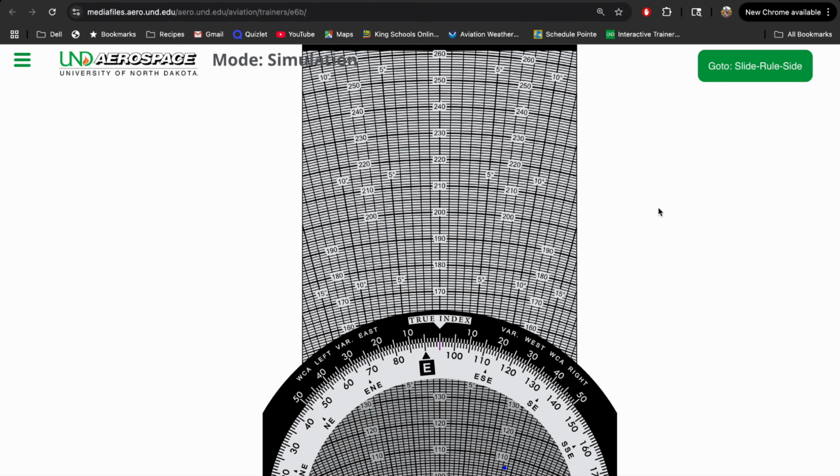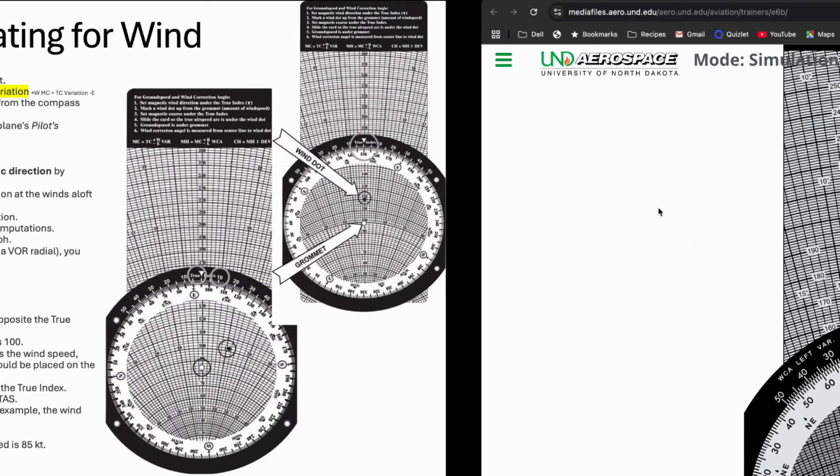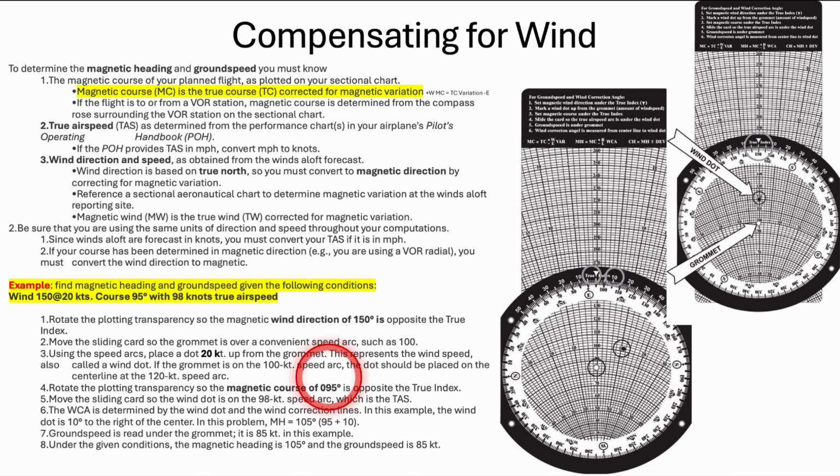And we ended up with 85 for our ground speed. So here's the answer right here, magnetic course, 95, right here. 85 knots for ground speed, and magnetic heading is 105.